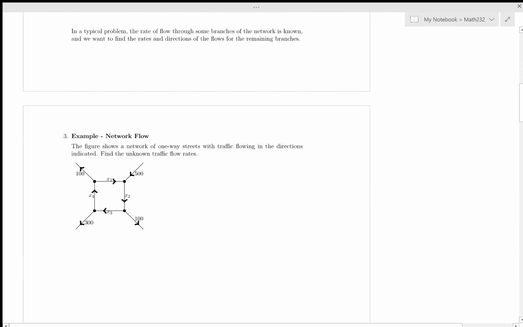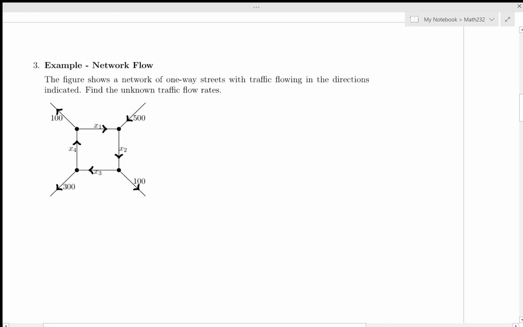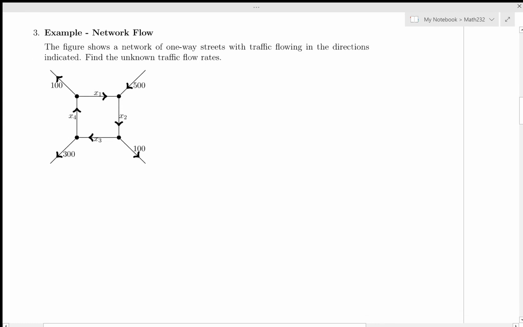Here's an example, a flow network. What we have here is a network of one-way streets with traffic flowing in the direction indicated. There is some unknown traffic flow. For example, we know from this node, maybe an intersection, that 100 cars are flowing out. And at this node here, 500 cars are flowing in. At this one, 100 out, and at this one, 300 in, and we want to know how many cars there are where we don't know, which I have labeled X1, X2, X3, and X4.